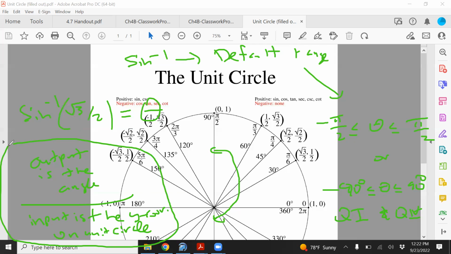So my input is root 3 over 2. Where's the y coordinate root 3 over 2 in the unit circle? Two places, 60, here, and where else? However, we have to have a default range to be a function. For every input there has to be one output. You don't want multiple outputs. In order to maintain that as a function, we have to have just one output. So I'm going to go with pi over 3 or 60. You can say it either way. Why are you going with that one? Because that's our default range.